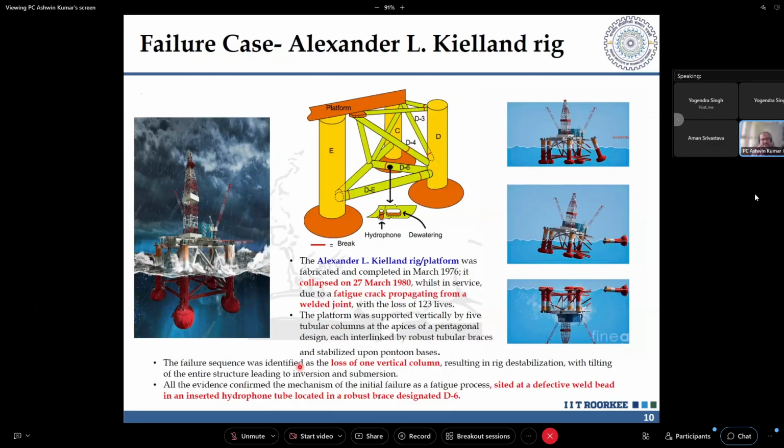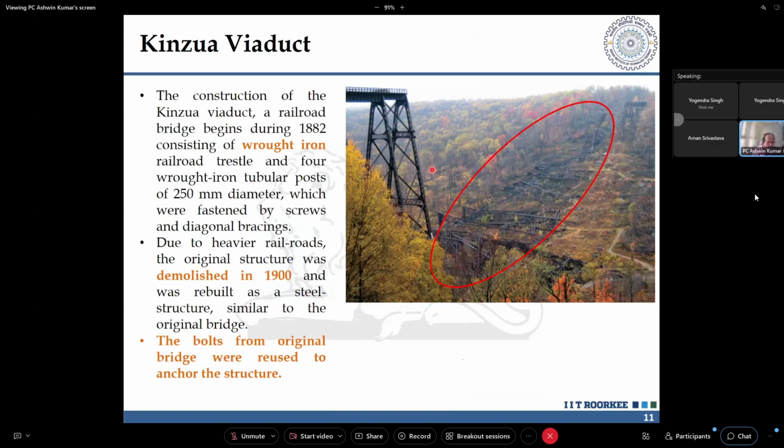Some examples, like in terms of an offshore structure, this is an example of the Alexander L. Kielland rig, where this oil rig is supported on 5 columns or 5 pontoons, which are supporting the whole oil rig. The final fracture that happened is due to a small deflection. They had provided some instrumentation here on this particular brace, which was holding the columns in a stiff manner. The fracture in this brace member led to the collapse of the total column member, which led to the capsizing of this oil rig.